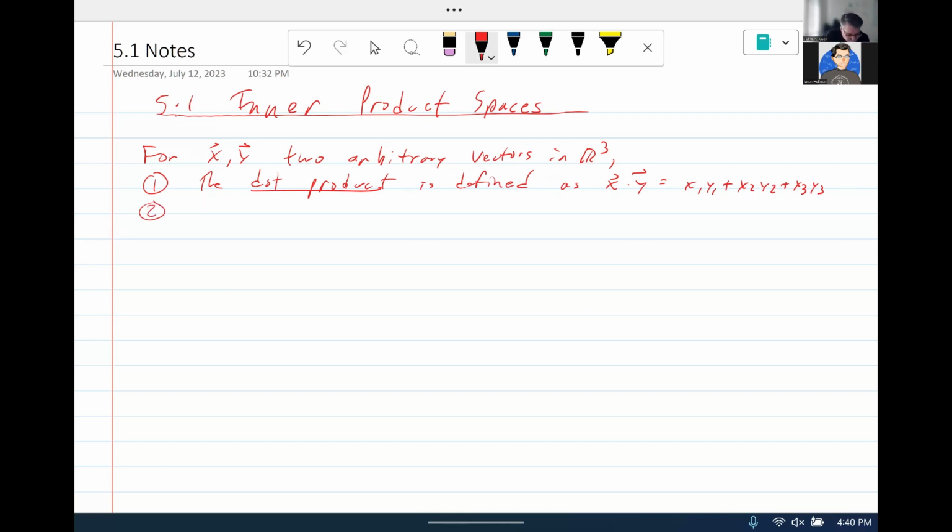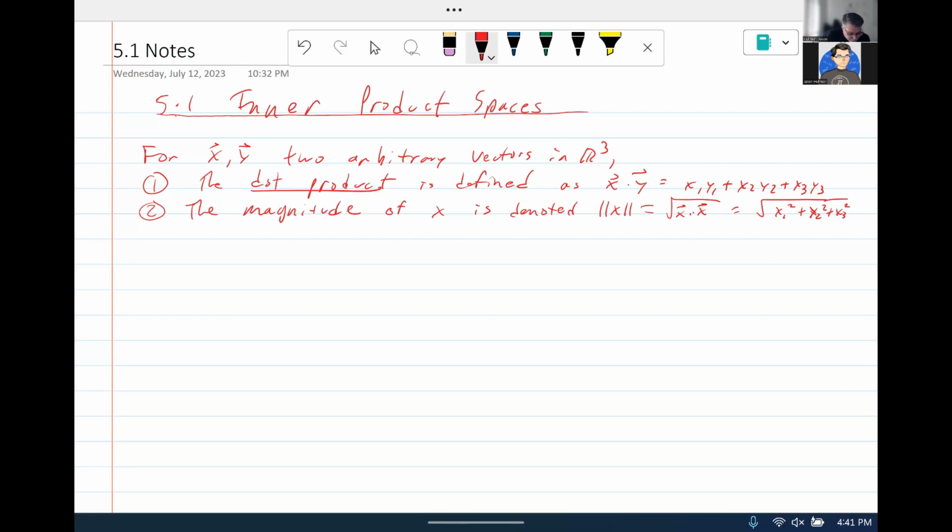Number 2, the magnitude of x is denoted by these double absolute value bars, which is equal to the square root of x dotted with itself, which is equal to the square root of x1 squared plus x2 squared plus x3 squared.